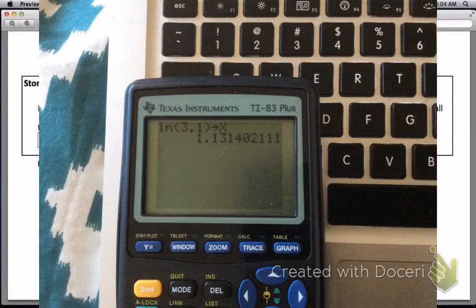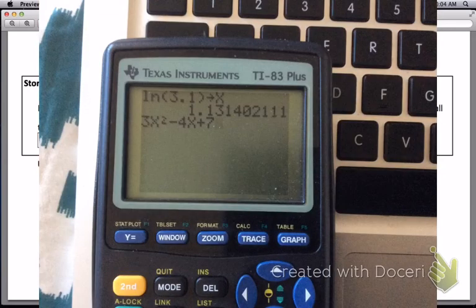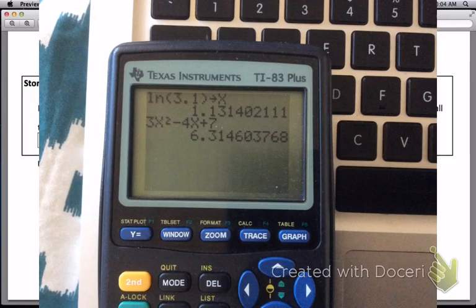So what you're going to do now is type it into that function: 3x squared minus 4x plus, whatever it was, 7. The cool thing about this is that you don't have to do anything specific. Notice that I can just type in that function, 3x squared minus 4x plus 7. Because I stored this value as x, as soon as I push enter, it's going to evaluate this equation for the value of ln of 3.1. So I push enter, and I get 6.3146. And that is this function evaluated at ln of 3.1.